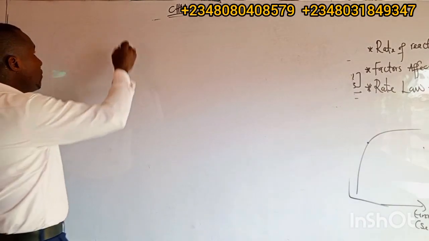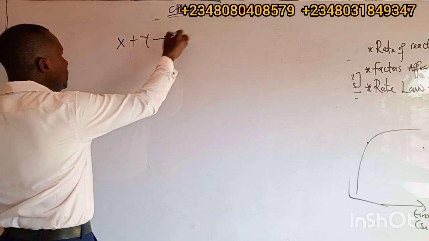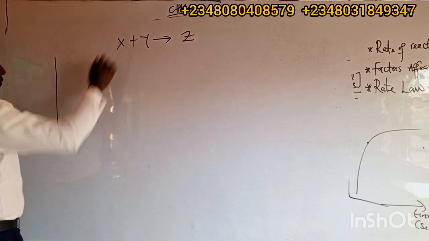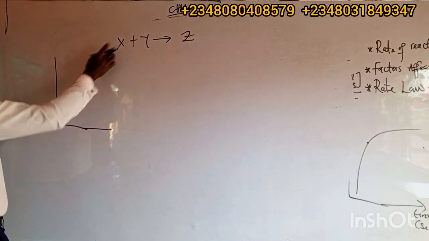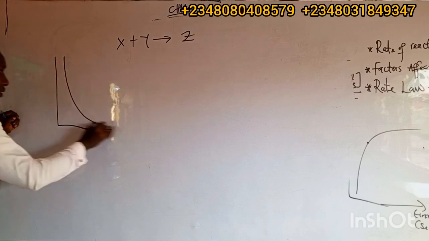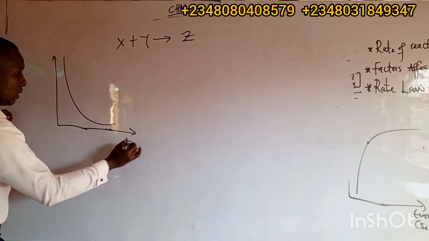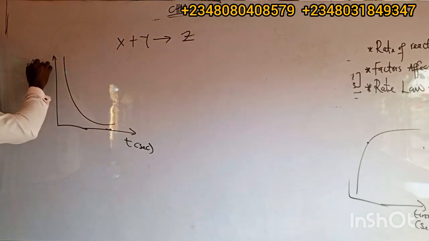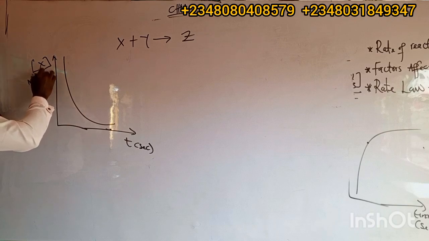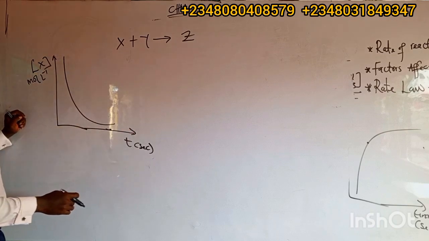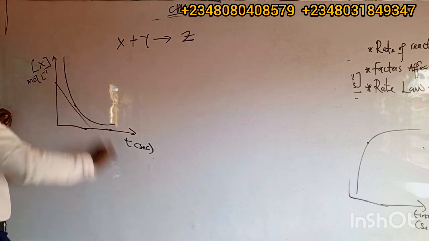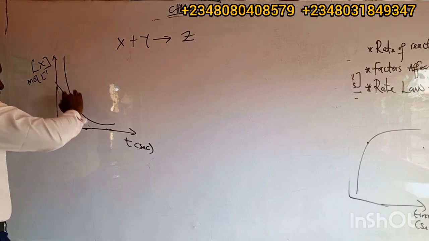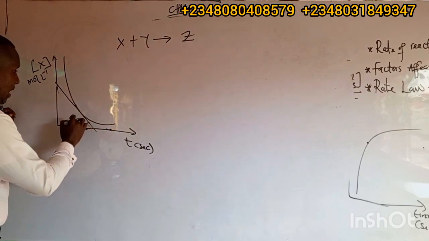Then I said, when you have x plus y to give you z, for example, for this, the graphical representation for this, we have, because it's decreasing in concentration, time given in seconds. In seconds, we have a concentration of x, given in mole per liter, then decreasing. Take note. Then what will be the slope? The slope at a very instant, a particular instant of time. Here, the slope, we have tan theta.